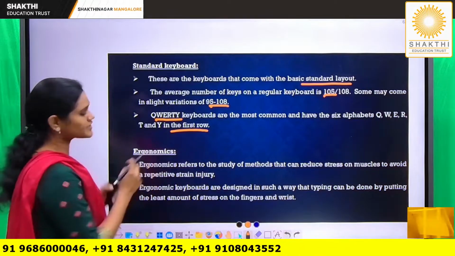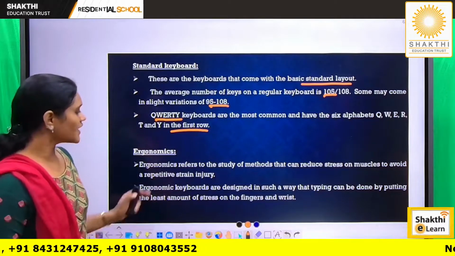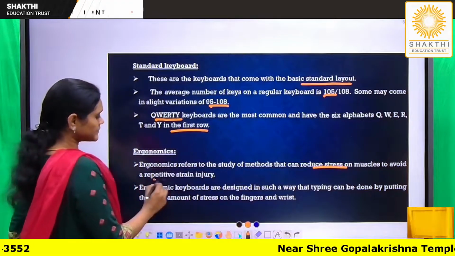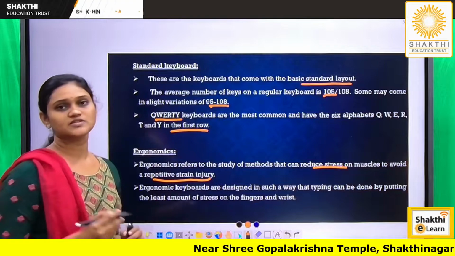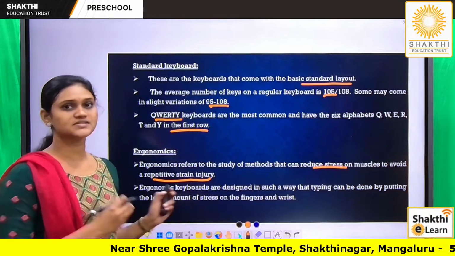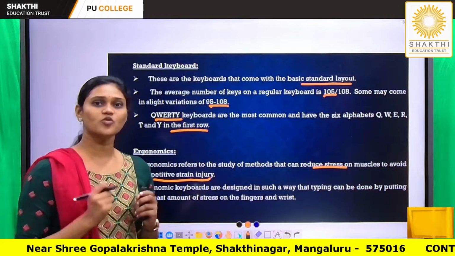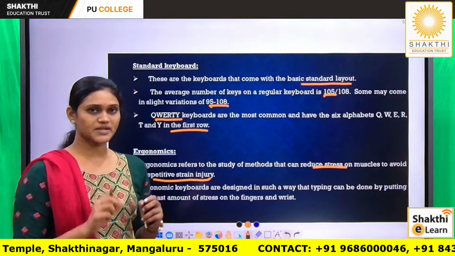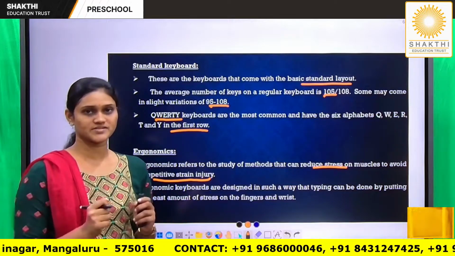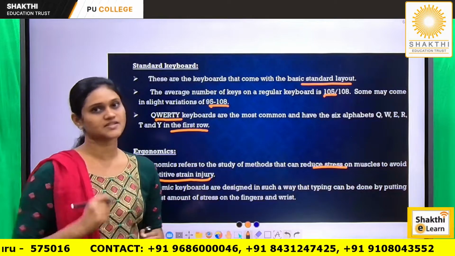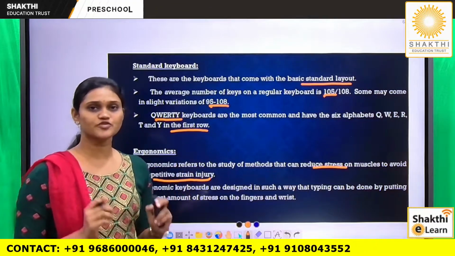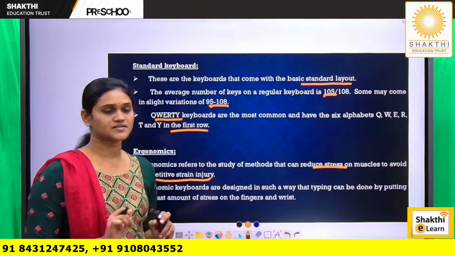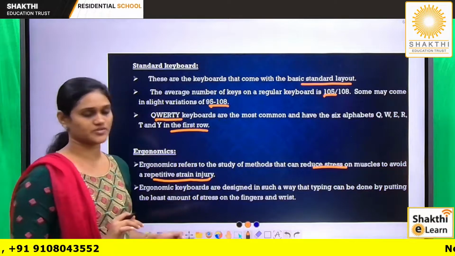Now coming to ergonomics. What do you mean by ergonomics? It is a study of methods that can reduce stress on muscles to avoid repetitive strain injury. What does it do with the keyboard? This keyboard is designed in such a way that it won't give stress to your fingers or wrist when you are typing. Sometimes when you type on the basic ones, you may get stress or strain in your hands and wrist. So these keyboards are good for hands. You have an area to rest your hands. That is why it is called an ergonomic keyboard.